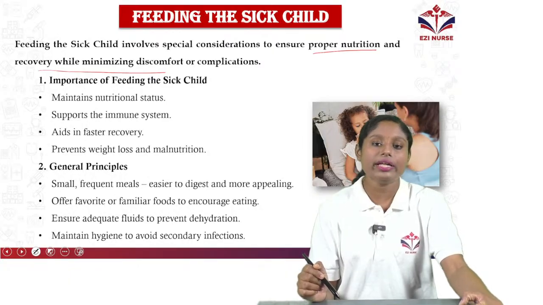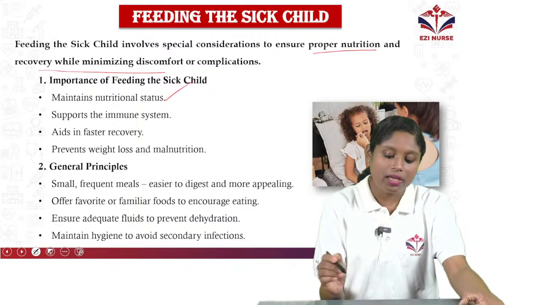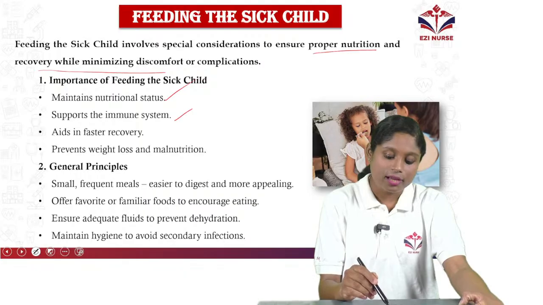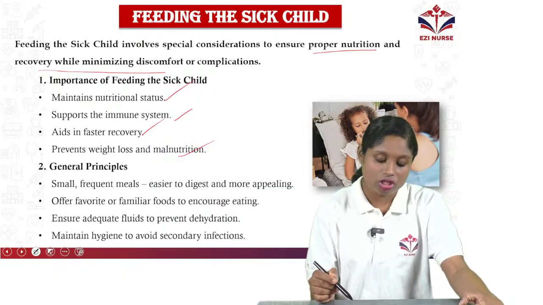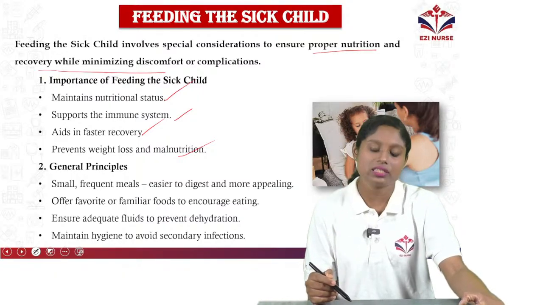Importance of feeding the sick child: it maintains nutritional status, supports the immune system, aids in faster recovery, and prevents weight loss and malnutrition. What are the general principles in feeding the sick child?